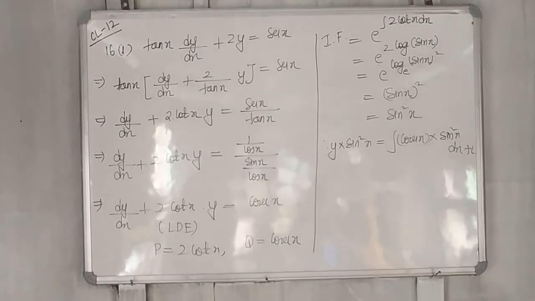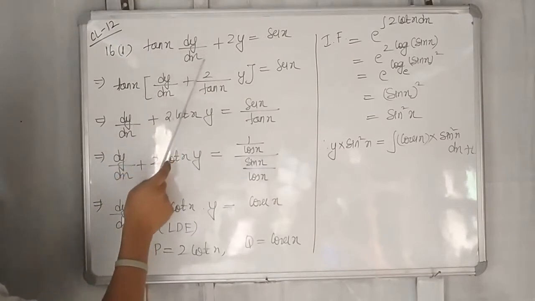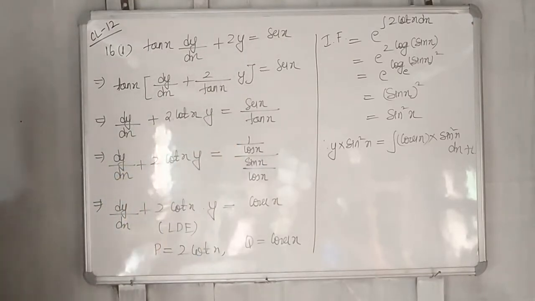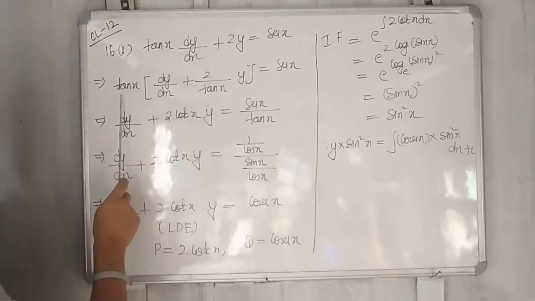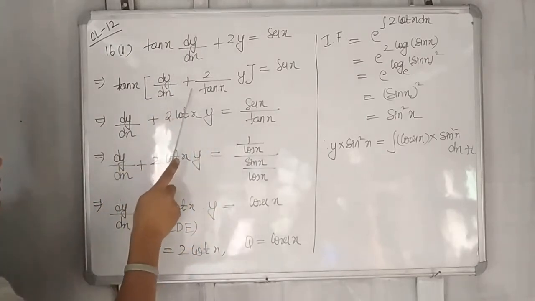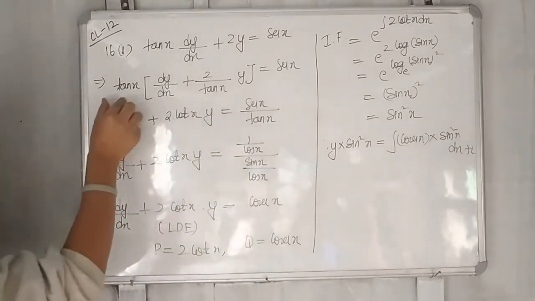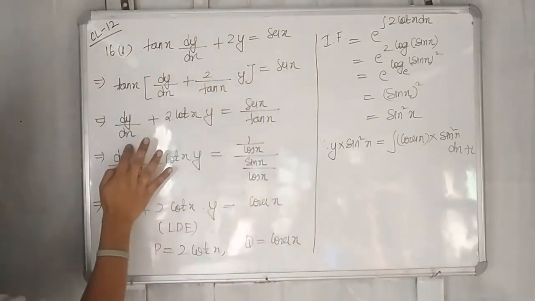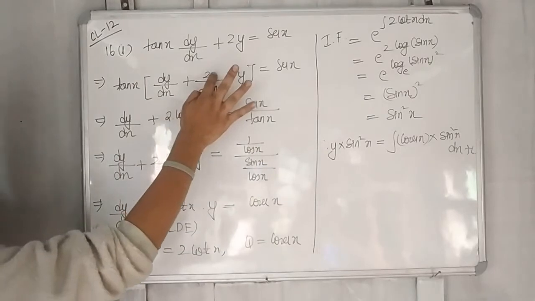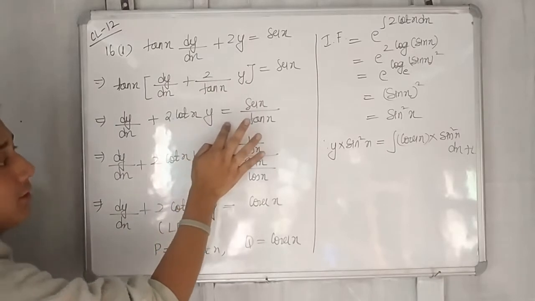Alright, let's proceed with the next question, number 16 part 1. The question is tan x dy/dx + 2y = sec x. First of all you can see the coefficient of dy/dx is not 1. So how will I make it 1? By taking tan x common. So take tan x common. Within the bracket it will be dy/dx + (2/tan x) y = sec x. Now what happens to this tan? This tan will come to the right hand side in the denominator. So here it will be dy/dx + 2 times 1/tan, which means cot, so 2 cot x times y = sec x over tan x.